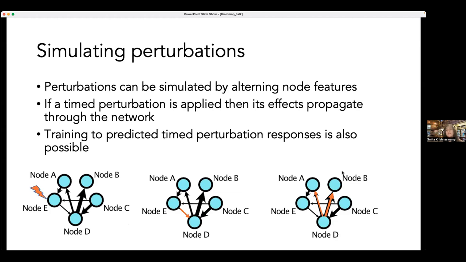And if a time perturbation is applied, then its effects also propagate in time through the network, and you can predict that. But what is a very interesting possibility is as we get more perturbation data sets in these domains, whether it's cellular or brain activity data, you can adjust the training of these networks to better predict time perturbations far out in time. So that's an intriguing possibility for which we don't quite have all the data in all the systems.